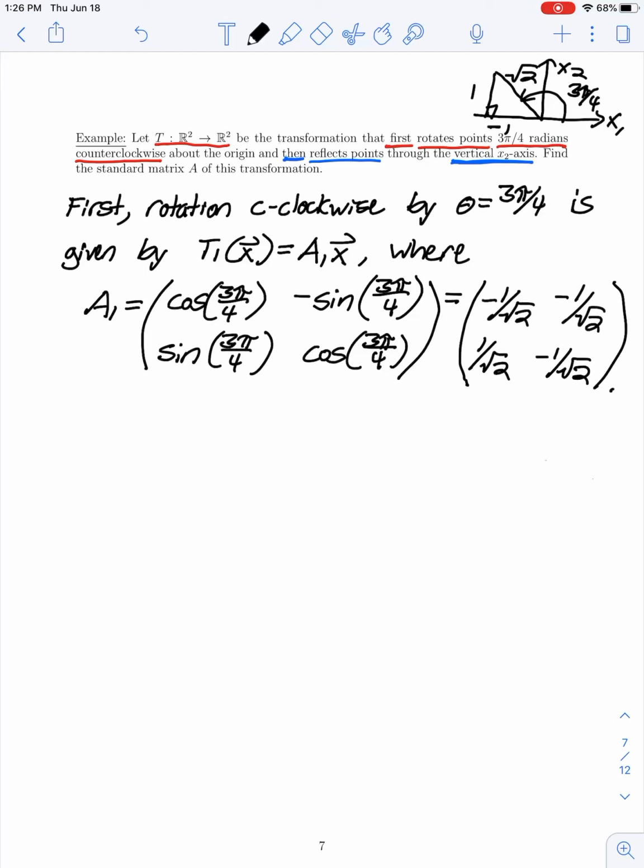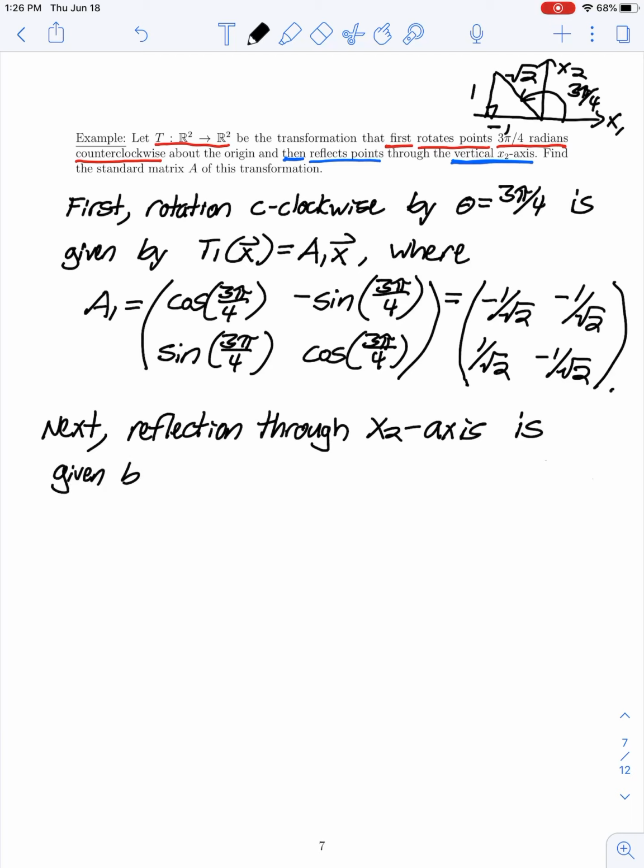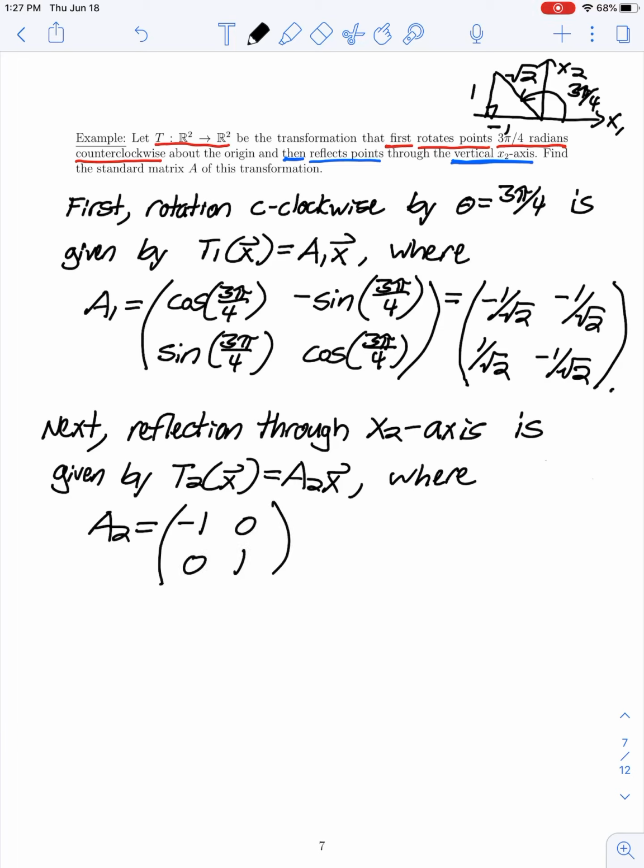Now the next step in our transformation is reflection. So next, our reflection through the x2, or the vertical axis, is given by T2 of x, which is a matrix transformation A2 times x, where A2 is the matrix negative 1, 0, 0, 1.